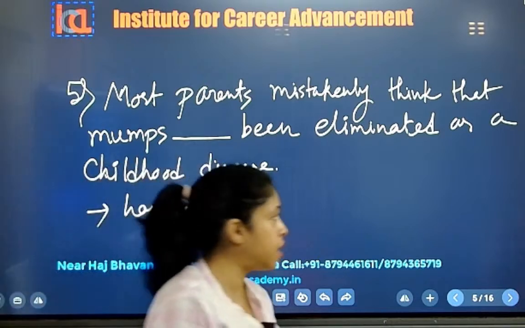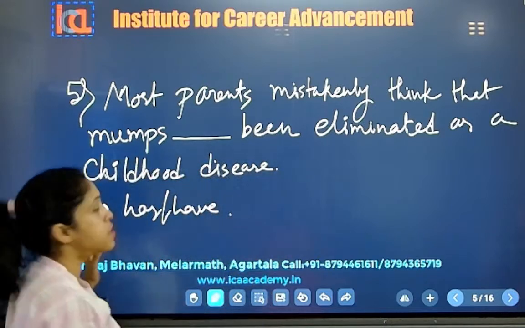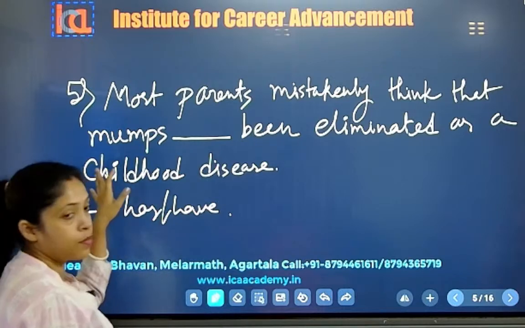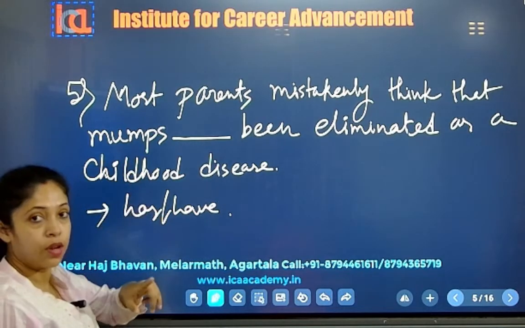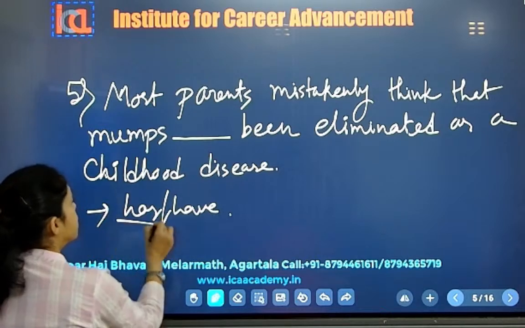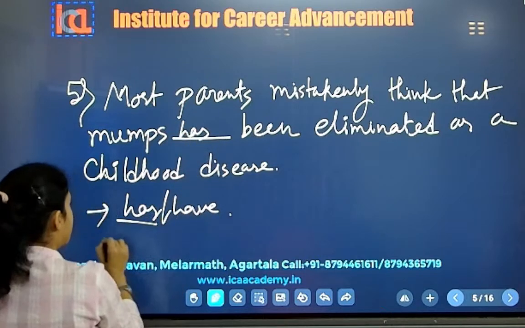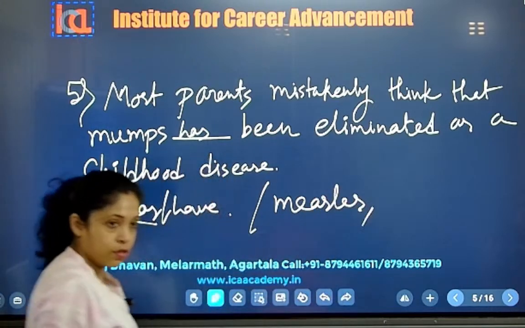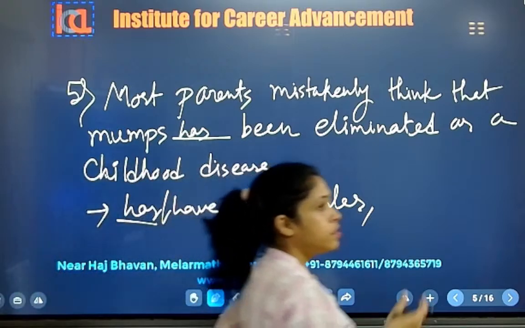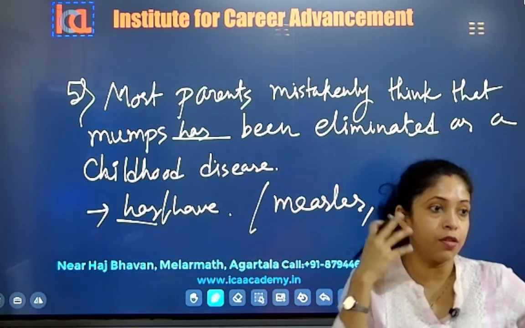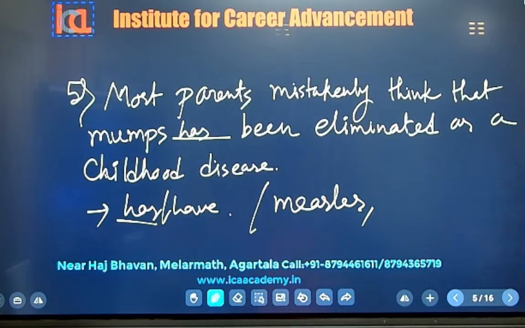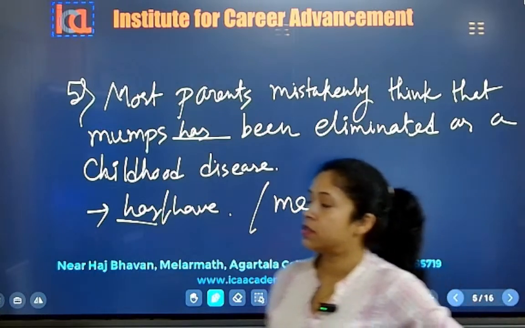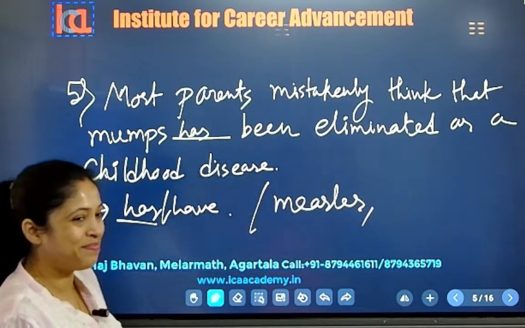Most parents mistakenly think that mumps is a disease. Although it's in plural form, this is singular. That's why we will use is. Like that, mumps, we have measles. One more. Any other disease coming to your mind? Measles is also there. Mumps is also there. Now nothing is coming to my mind.